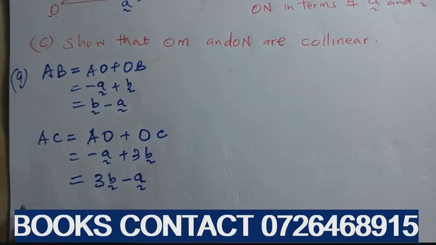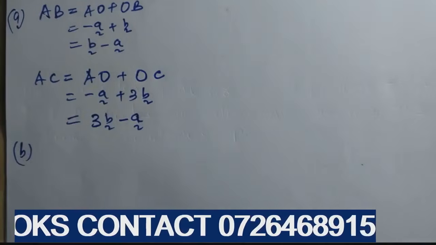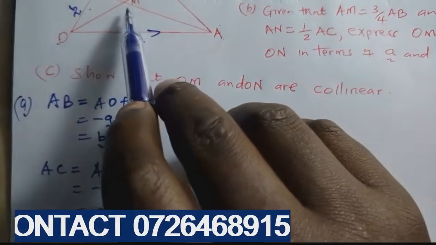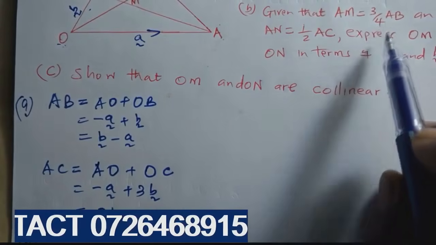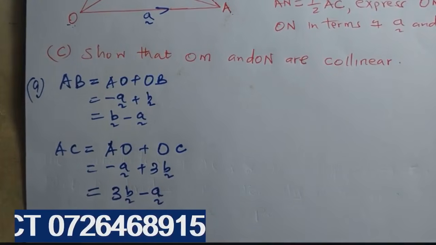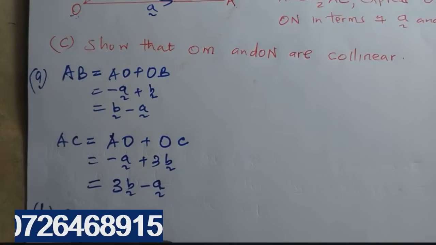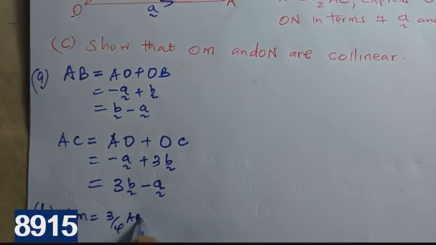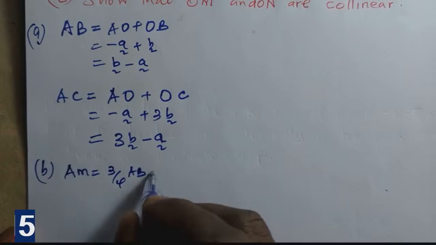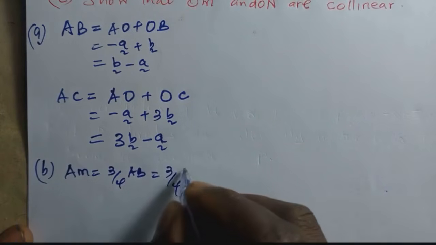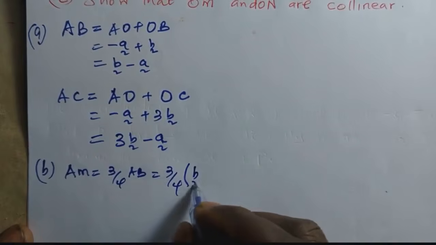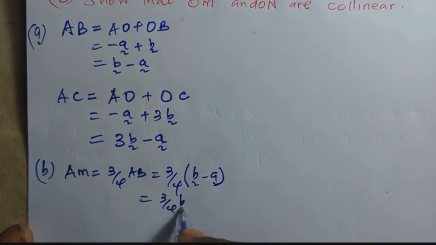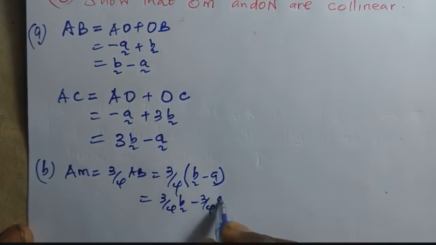So part B, we are given that AM is 3/4 AB. So AM, that's where we start. AM is equal to 3 over 4 AB. But we have AB, our AB is B minus A. So this is the same as 3 over 4B minus 3 over 4A.